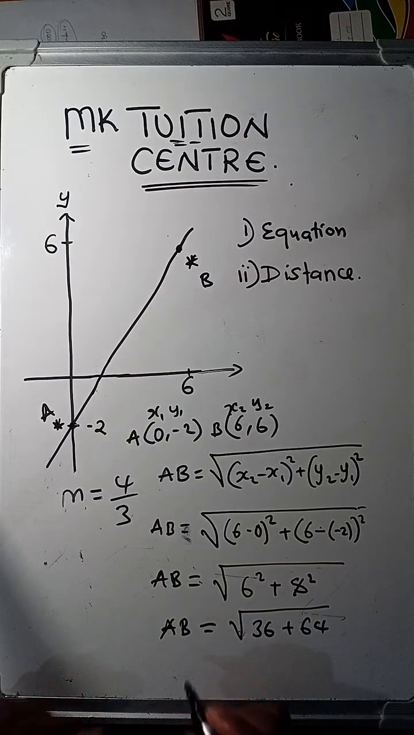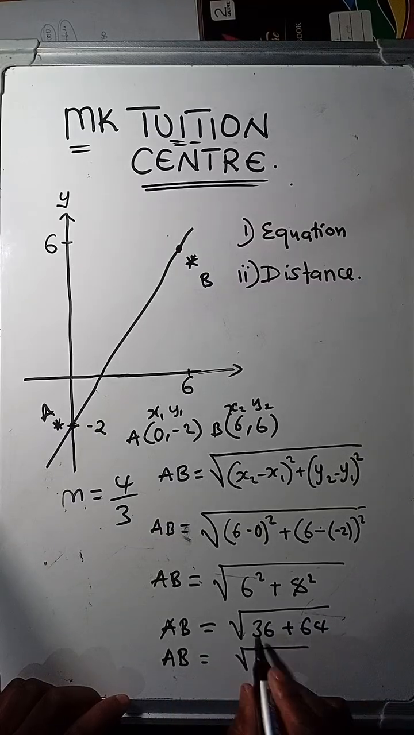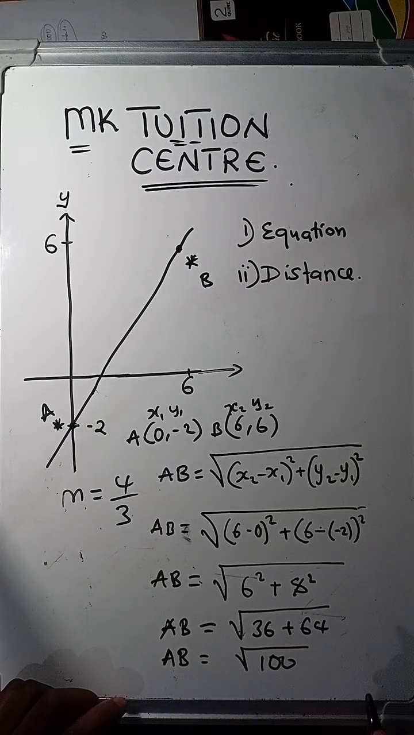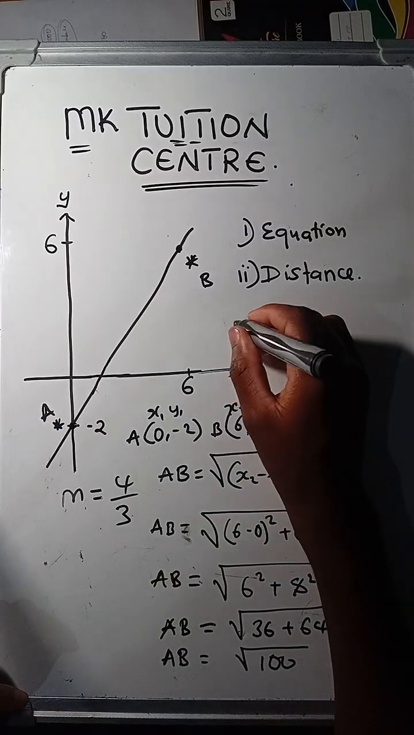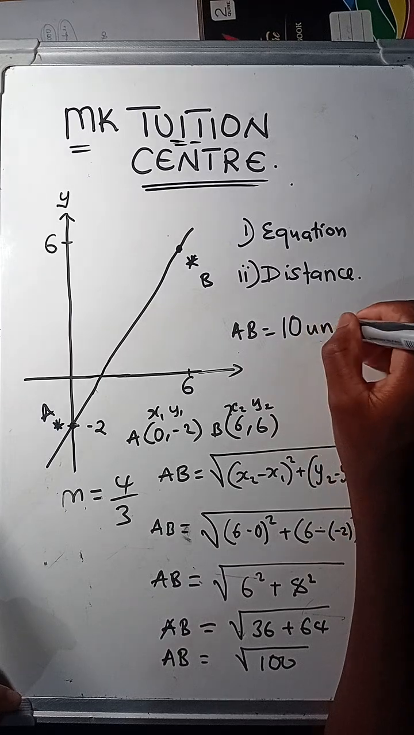I'm sure by now you have already seen the answer. AB will be equal to the square root of, this one will give us a sum of 100, and we are going to have the answer for AB as 10 units.